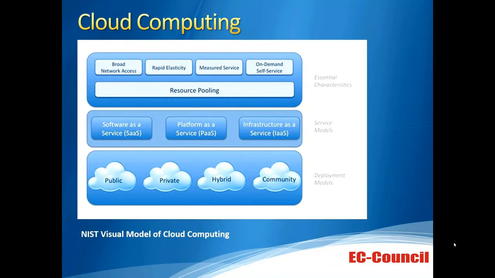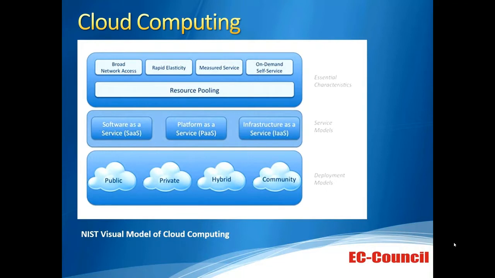Infrastructure as a service. This model enables the customer to provision and control fundamental computing resources, such as processing, storage, and networks, thus enabling the deployment of operating systems and applications. The underlying cloud infrastructure, however, still remains segregated from customer management or control. Examples of infrastructure as a service are Amazon Web Services and Microsoft Azure.